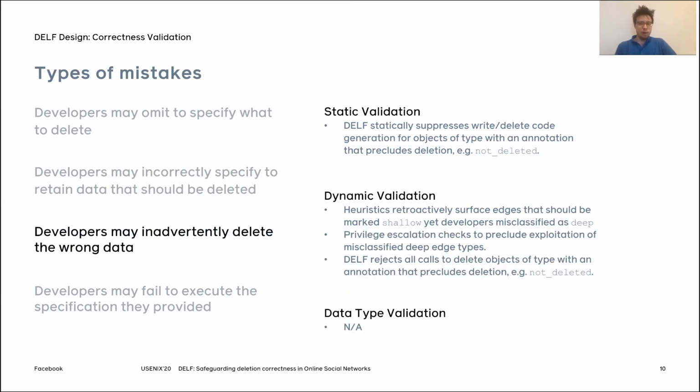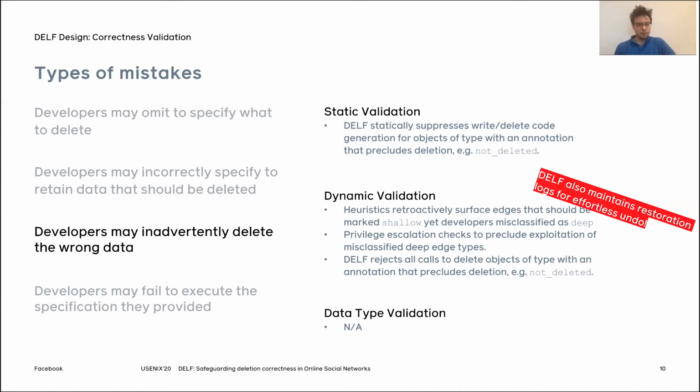What about the other way around? Developers may also designate to delete data that should be retained. So in the paper, we actually show in a case study that this sort of mistake can be twice as common as the ones leading to retaining data that should be deleted. Again, we have both static and dynamic validation techniques, including heuristics. But in addition, in DELF, we keep these restoration logs, which for a short period of time can be used to undo any deletion. And this is our main protection against data loss. It allows developers to quickly recover recently deleted data with very minimal effort.